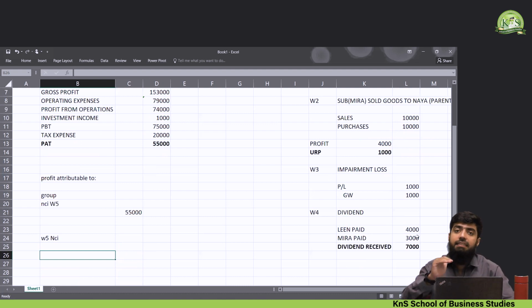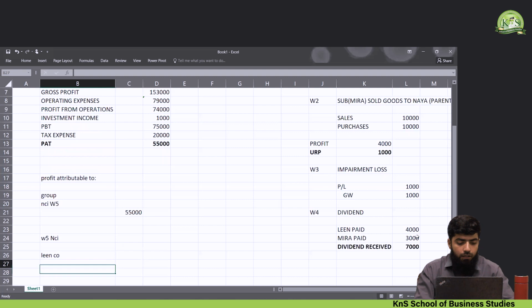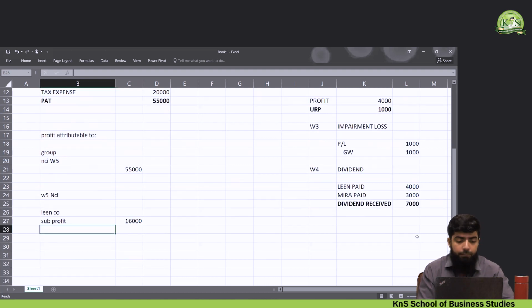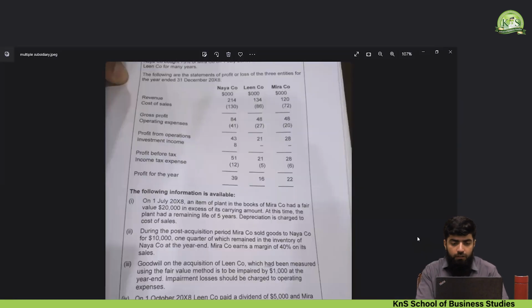Let's calculate the NCI of subsidiary one, that is Lean company. For that, subsidiary profit is required, and the profit of Lean company is 16,000. Let's make all those adjustments which arose in Lean company's financial statement or P&L. First of all, the fair value depreciation was in Mira's books, so we are not going to adjust that fair value depreciation in Lean's profit.